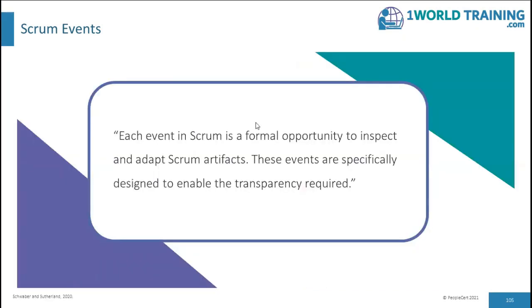Scrum events. Each event in Scrum is a formal opportunity to inspect and adapt Scrum artifacts. These events are specifically designed to enable the transparency required. Again, here we see the 3 pillars of Scrum in a definition reinforcing Scrum's empirical nature.